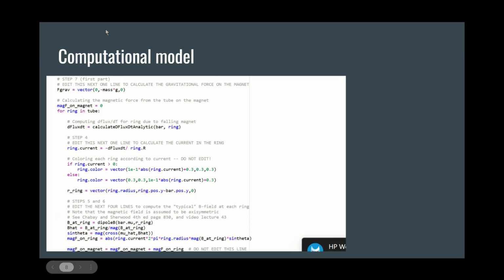The force of gravity we know because of Newton's law is negative mass times g because it's traveling downwards. Then we had to initialize mag F again, and we had to do the ring in the tube. So this is the change in flux. We also had to find the ring current, which is the change in flux divided by the resistance of the ring. This is initialized, and then using our dipole B we had to find the magnetic field, B at ring, for each ring that is around that aluminum tube. This will be repeated as we go down.